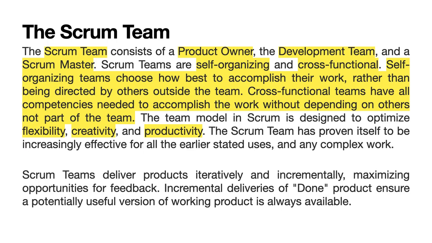The Scrum team. The Scrum team consists of a product owner, the development team, and a Scrum master. Scrum teams are self-organizing and cross-functional. Self-organizing teams choose how best to accomplish their work, rather than being directed by others outside the team. Cross-functional teams have all competencies needed to accomplish the work without depending on others not part of the team.